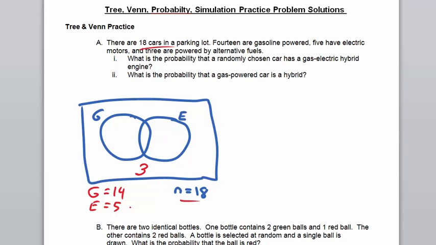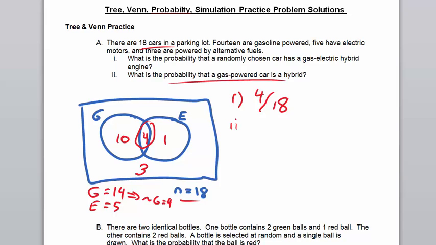Well, if there were 14 that were gas powered, that means not gas has got to be 4 of them. Well, I've already got 3 not gas, which means there's got to be 1 more into the electric. Well, that's 1 electric. There's a total of 5, so that means there must have been 4 here. And there are 14 gas, so that leaves 10 here. So what is the probability that a car has a gas-electric hybrid engine? Well, gas-electric hybrid has got to be in both of them, so it is 4 out of the 18 that I have.